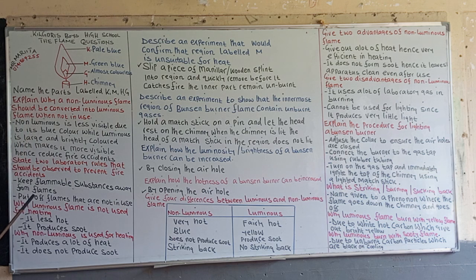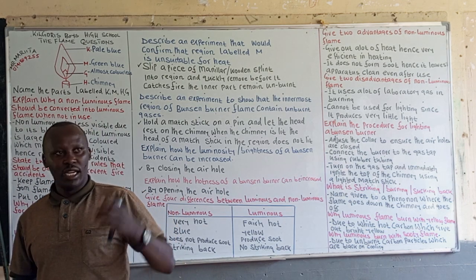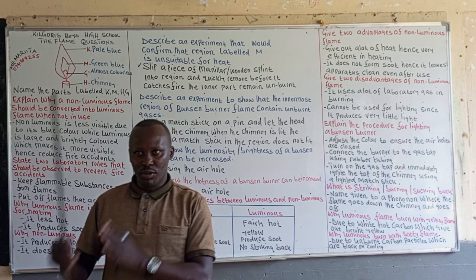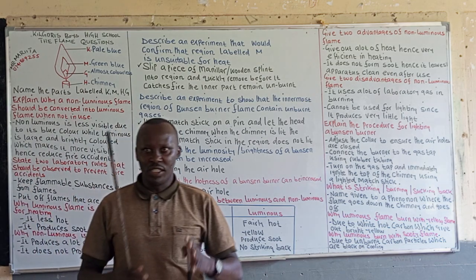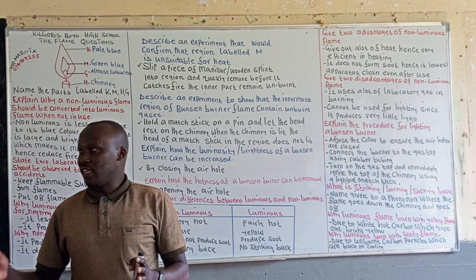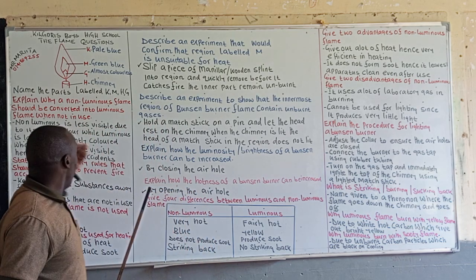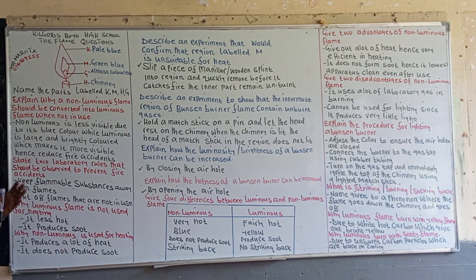Explain why a non-luminous flame should be converted to a luminous flame when not in use. One of the differences between luminous and non-luminous flame is that the non-luminous flame is blue, while the luminous flame is yellow. The luminous flame is very large in size, and the non-luminous flame is very small in size. So why do we convert the non-luminous flame to a luminous flame when not in use?